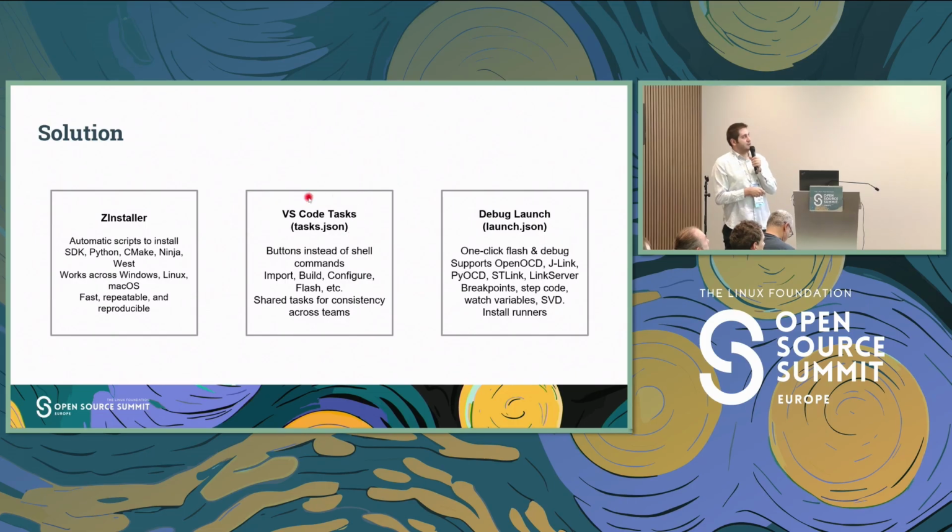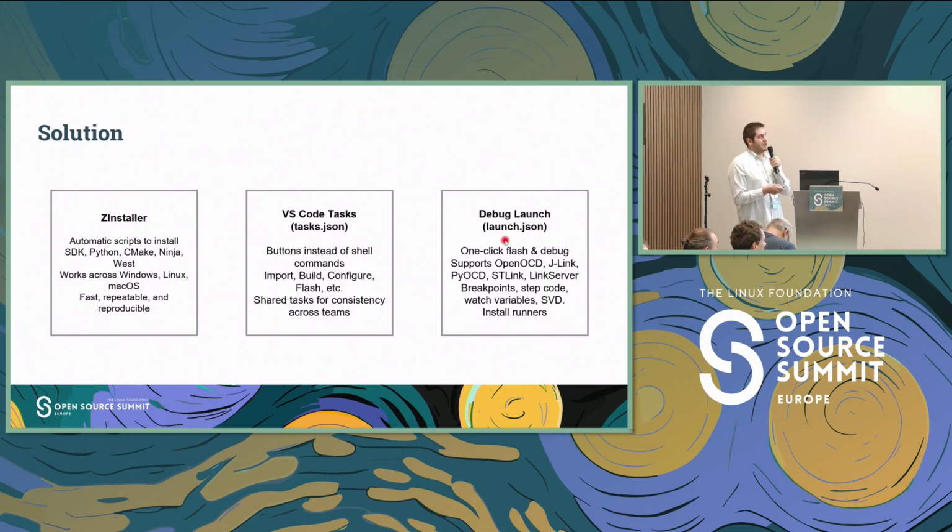Regarding VSCode, we need to run the different tasks. So we create a list of tasks.json, and we have buttons instead of shell commands. Well, some might still be interested in shell commands. This is not a problem. You can right-click, open terminal, and go back to your traditional shell commands. But I would suppose that most people will prefer the buttons. Not myself, but most people. Okay, so also we share tasks, so it is consistent, and so on.